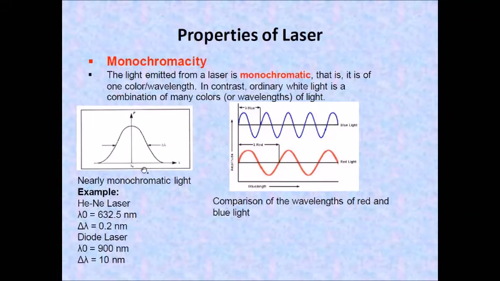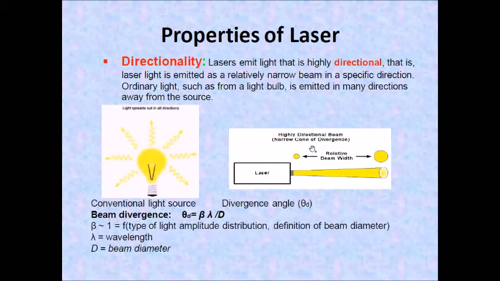If you see this figure, this lambda naught depicts the wavelength of the light that it produces. Laser produces a narrow beam in a specific direction. Say it is a laser source. From the laser source, we will get a beam in a specific direction, rather than ordinary light from which we get light in various directions. And beam divergence is very small in the case of laser. This point is very important.